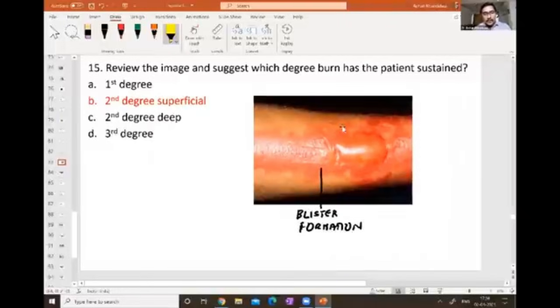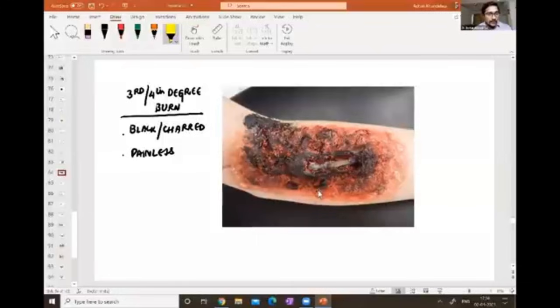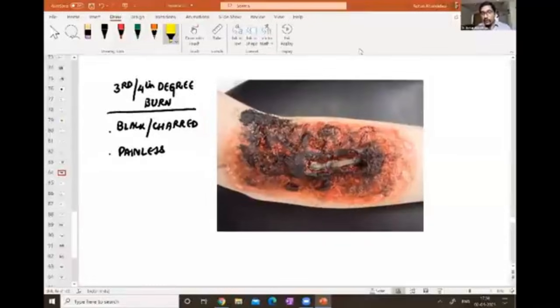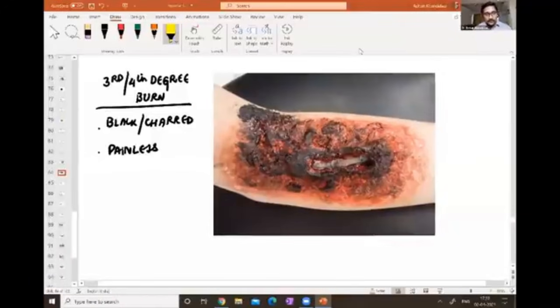If you get an image like this, where there is a black charred appearance and you can see the underlying tendon or the muscle, this is a grade 3, grade 4 burn, and grade 3, grade 4 burns are absolutely painless, and you need to do skin grafting. The choice of fluid for burns patients is ringer lactate.